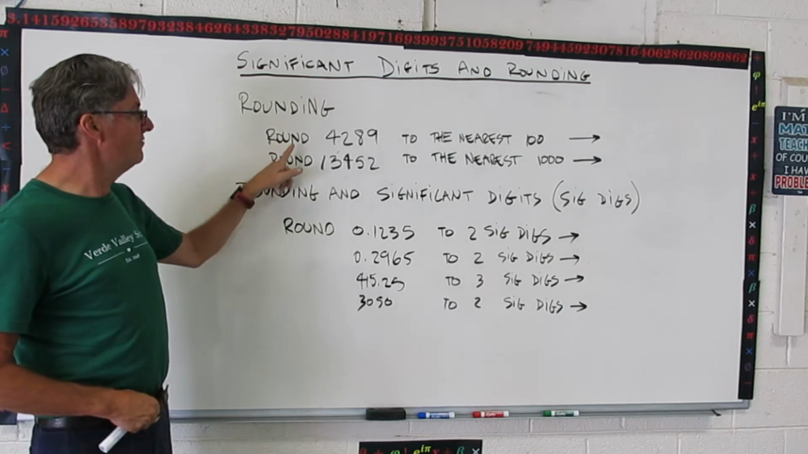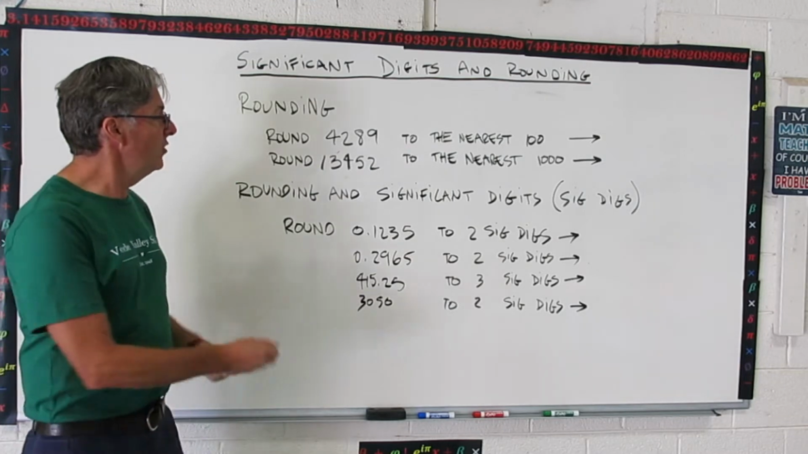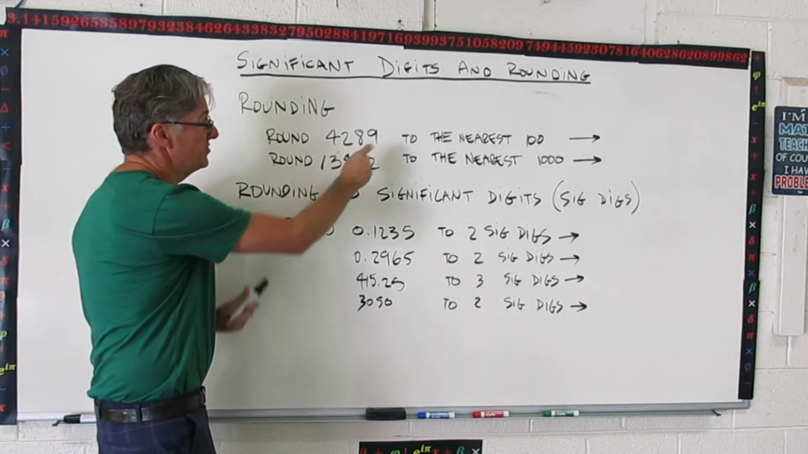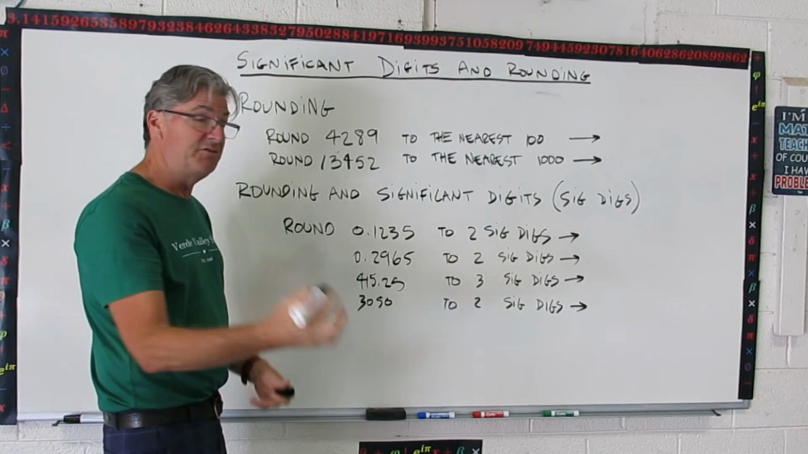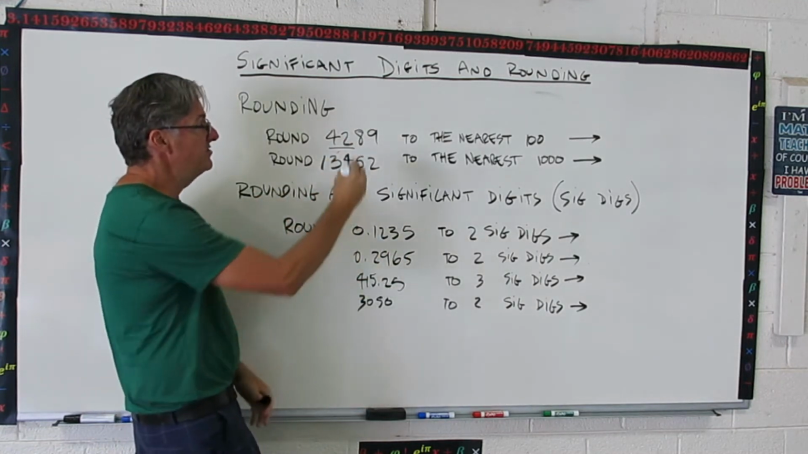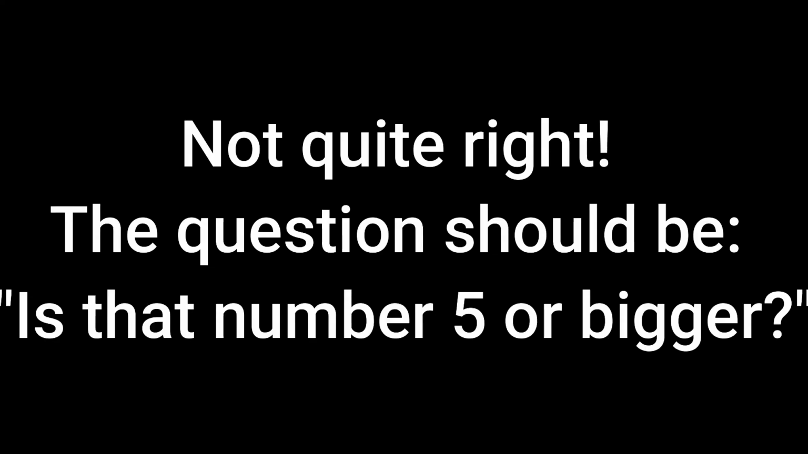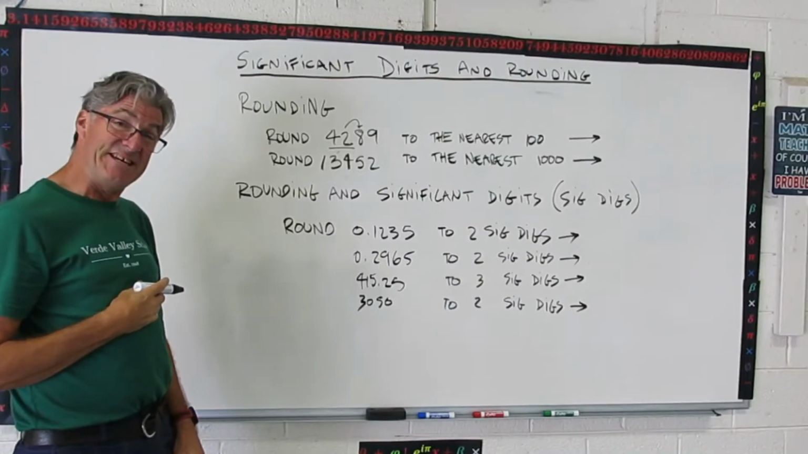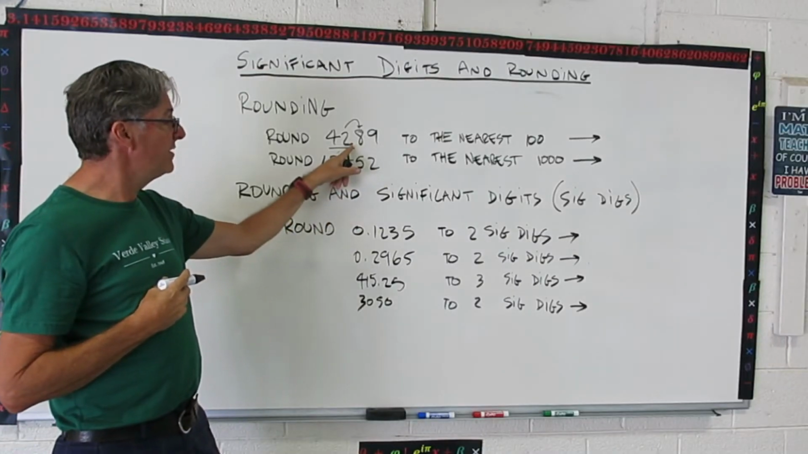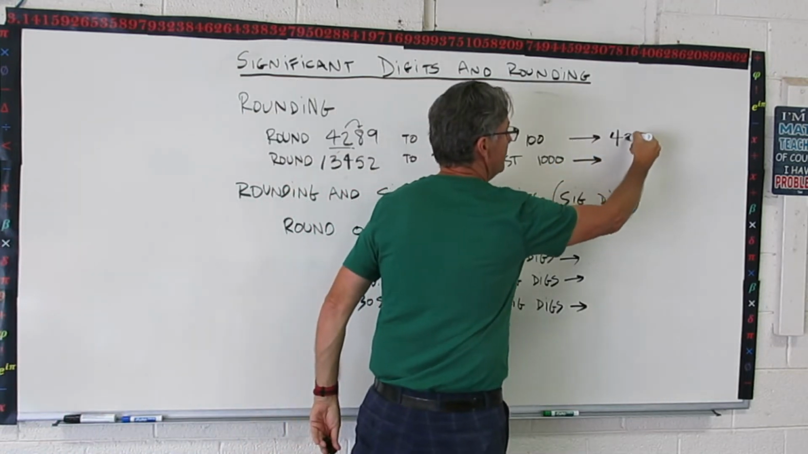Here's a number that we're going to round. Round 4,289 to the nearest 100. So the nearest 100 is right there, the 289. So one trick you can do, don't have to, but it might help. I'm going to round to that 100. Now what I do is I look to the next number. Is that number bigger than 5? If it is, I bump the 2 up and I put zeros here. So this one would round to 4,300.